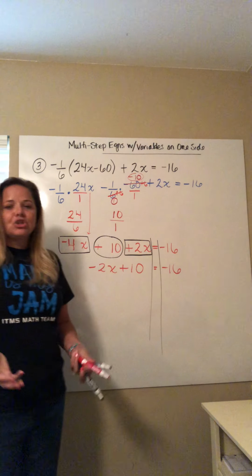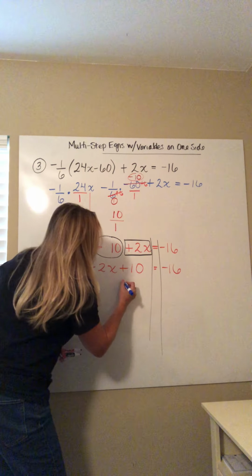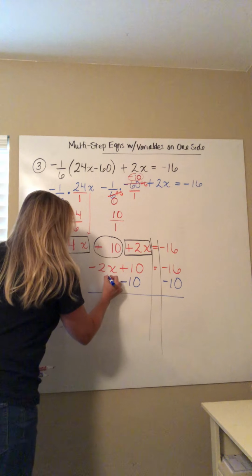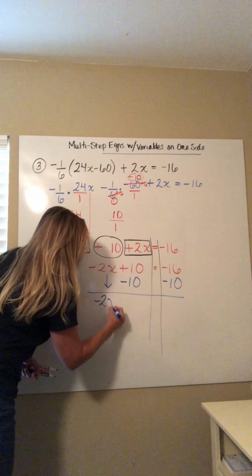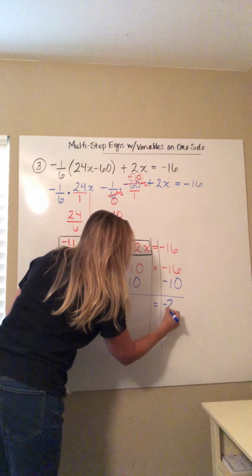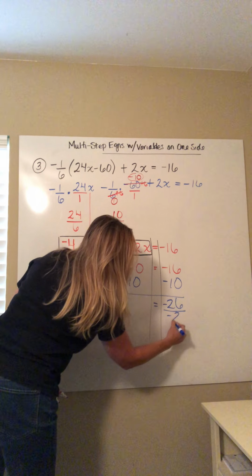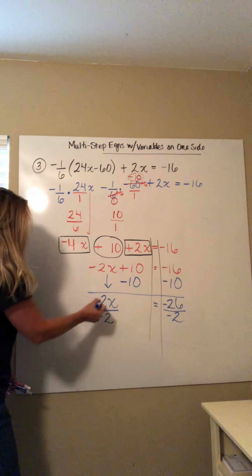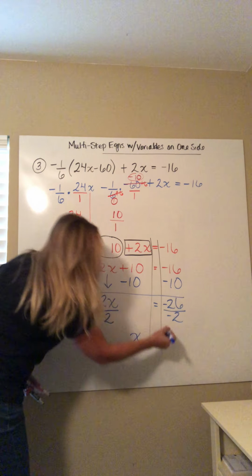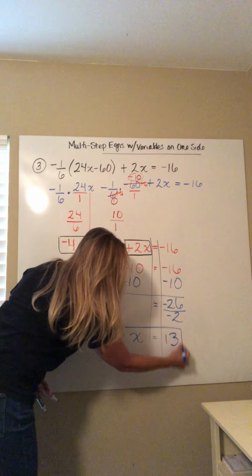All right, I'm back now to a two-step equation. We know how to do this, so I'm going to go ahead and do the inverse of positive 10, which would be negative 10. Bring down my negative 2x. Negative 16 and negative 10 make negative 26. And then divide both sides by the coefficient, which is negative 2. Negative 2 divided by negative 2 gives me 1x. And negative 26 divided by negative 2 is positive 13.